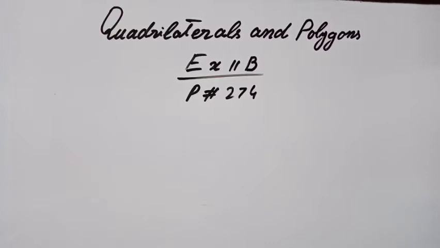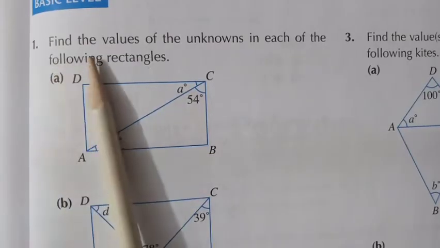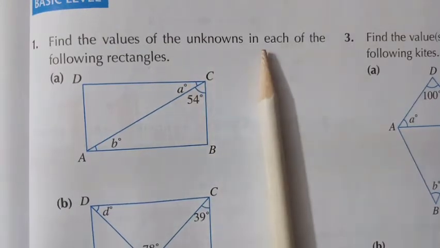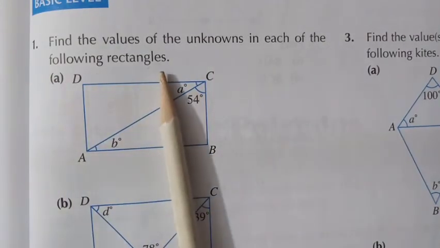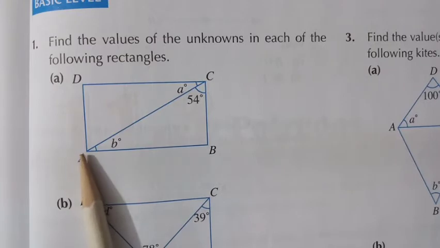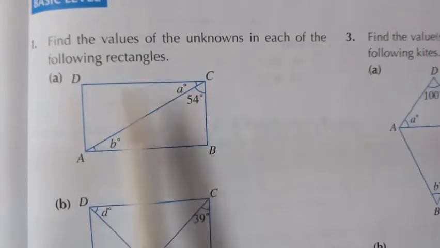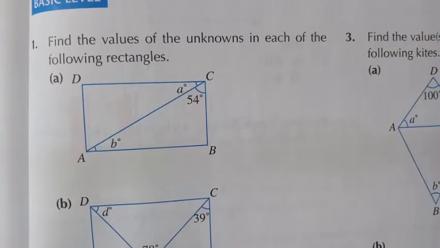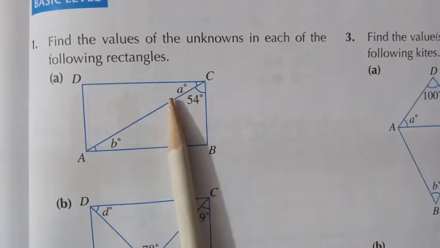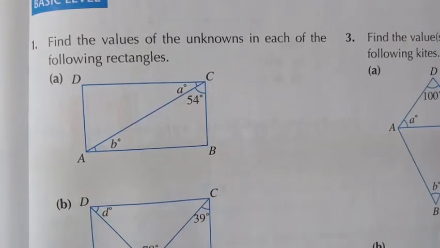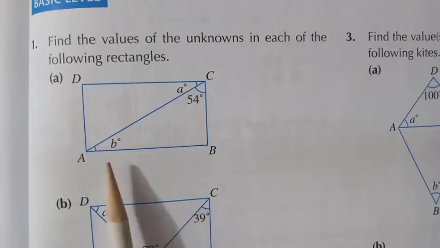Question number 1. Statement of the question is: find the values of unknowns in each of the following rectangles. In this part A, this is rectangle ABCD. Watch here, the unknowns are A and B. This is a very simple part. Over here, first we will find out the value of B.